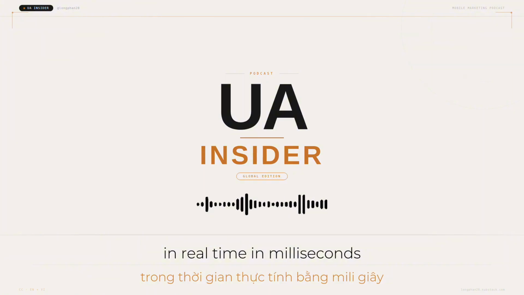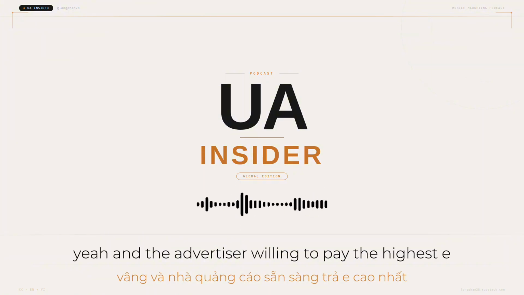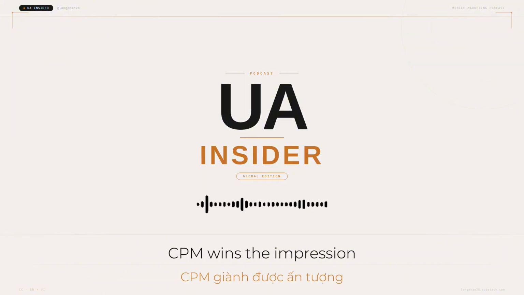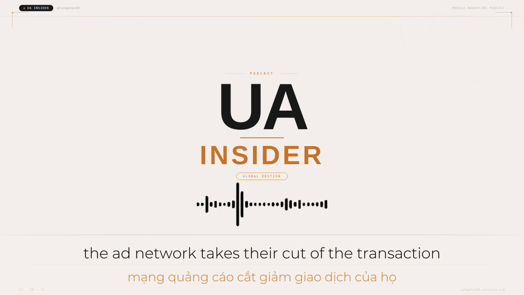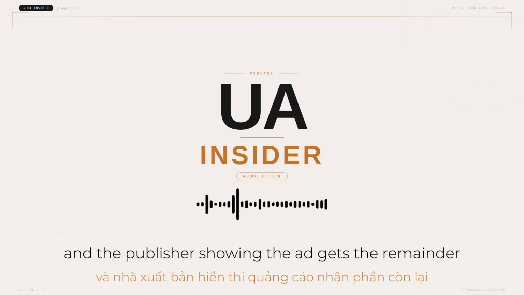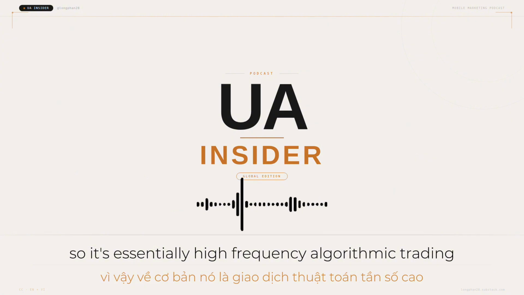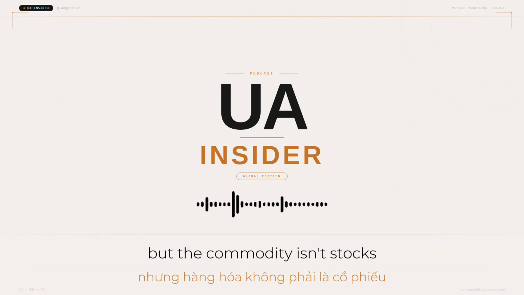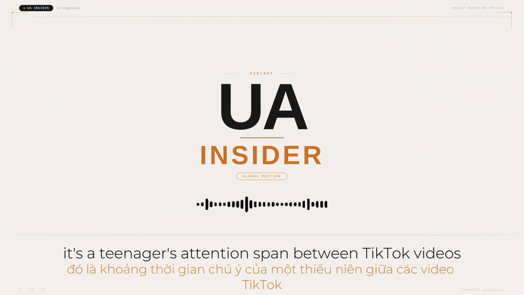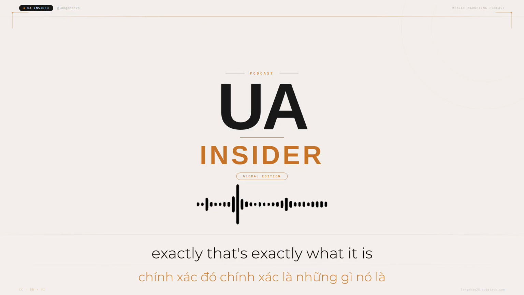Right. The ad network's algorithm is constantly evaluating a user's profile. It's predicting their likelihood to click an ad and install a specific app, and it's running an instantaneous auction among thousands of advertisers who are all bidding for that exact user's eyeballs. In real time. In milliseconds. Yeah. And the advertiser willing to pay the highest eCPM wins the impression. The ad network takes their cut of the transaction, and the publisher showing the ad gets the remainder. So it's essentially high-frequency algorithmic trading, but the commodity isn't stocks. It's a teenager's attention span between TikTok videos. Exactly. That's exactly what it is.